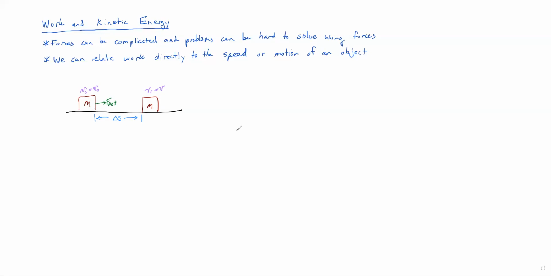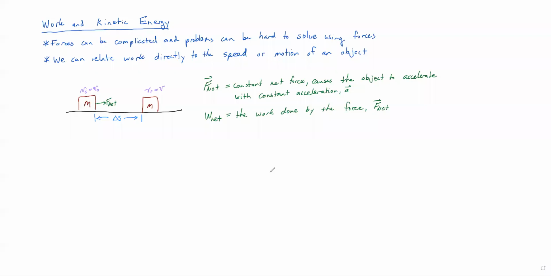Now, let's define what some of these terms are. The net force that we have here is some constant net force, and that's going to cause the object to accelerate with some constant acceleration A. Now, at some point we will look at something where the force is not constant, particularly springs. But for now, we're just looking at constant forces that cause a constant acceleration.